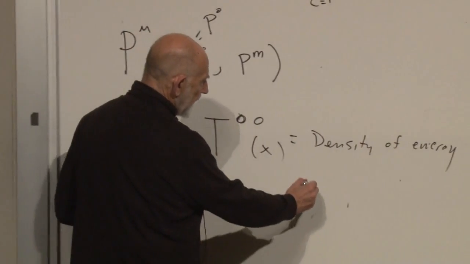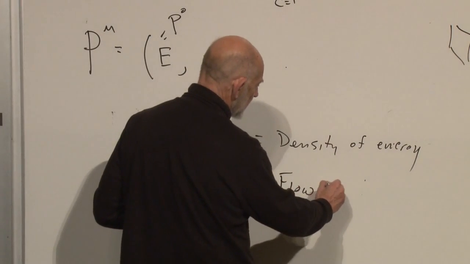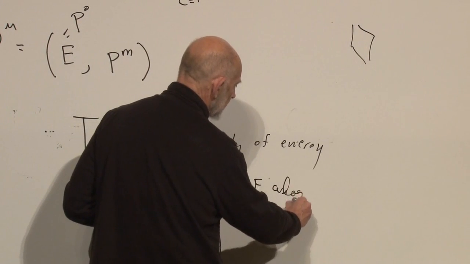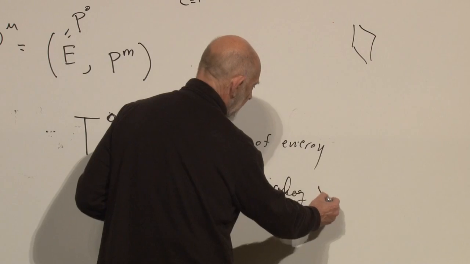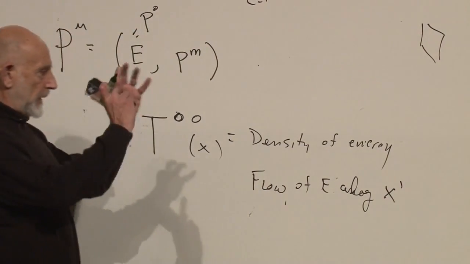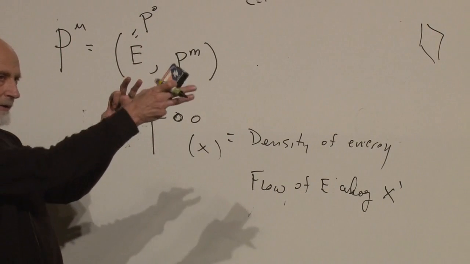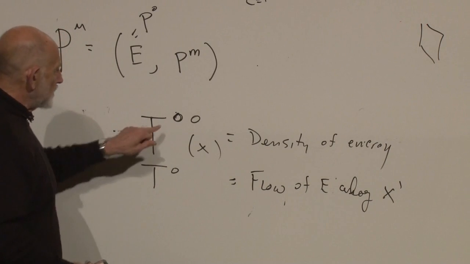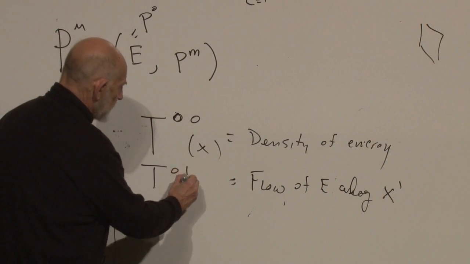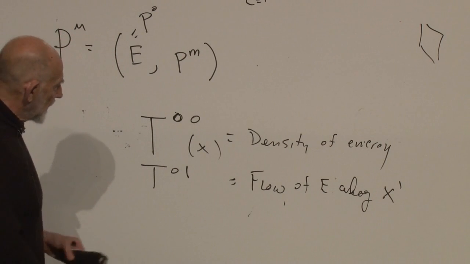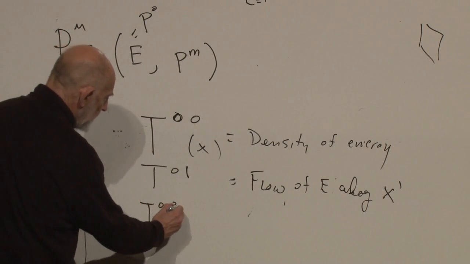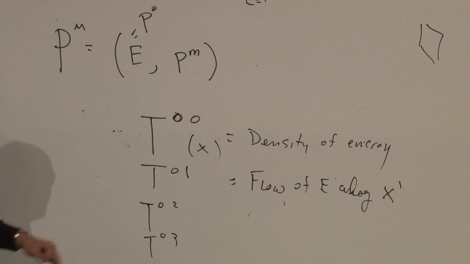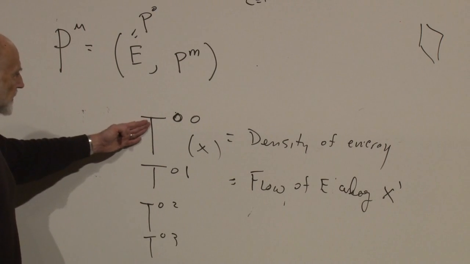Next, the flow of energy along the direction x1. The amount of energy passing through a window oriented along the x1 axis, that's called T naught. Naught because it's energy, but then 1 because it's a flow along the x1 direction. Likewise, there's a T naught 2 and a T naught 3. These three together form the flow of energy, and this is the density of energy.